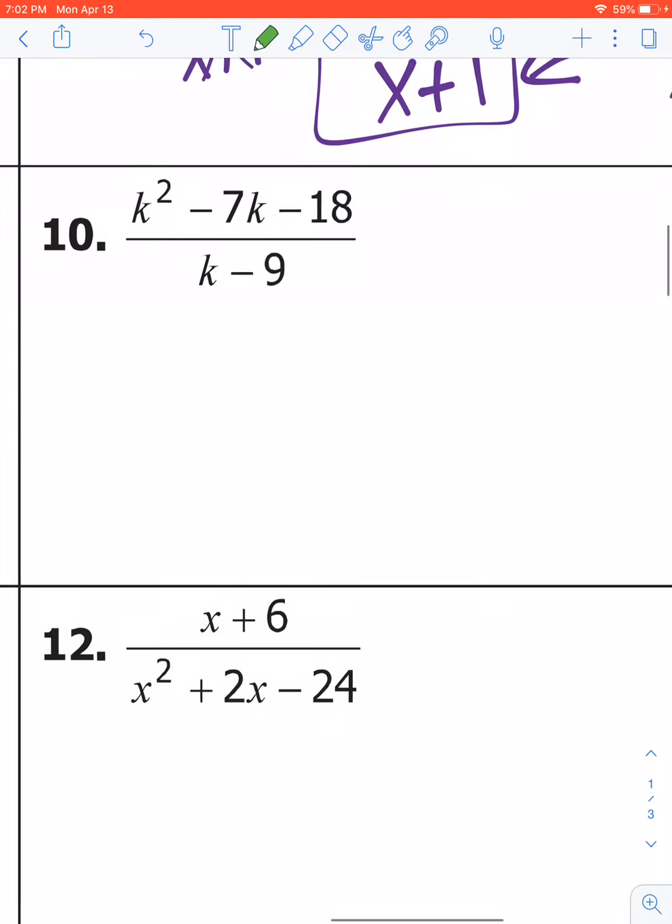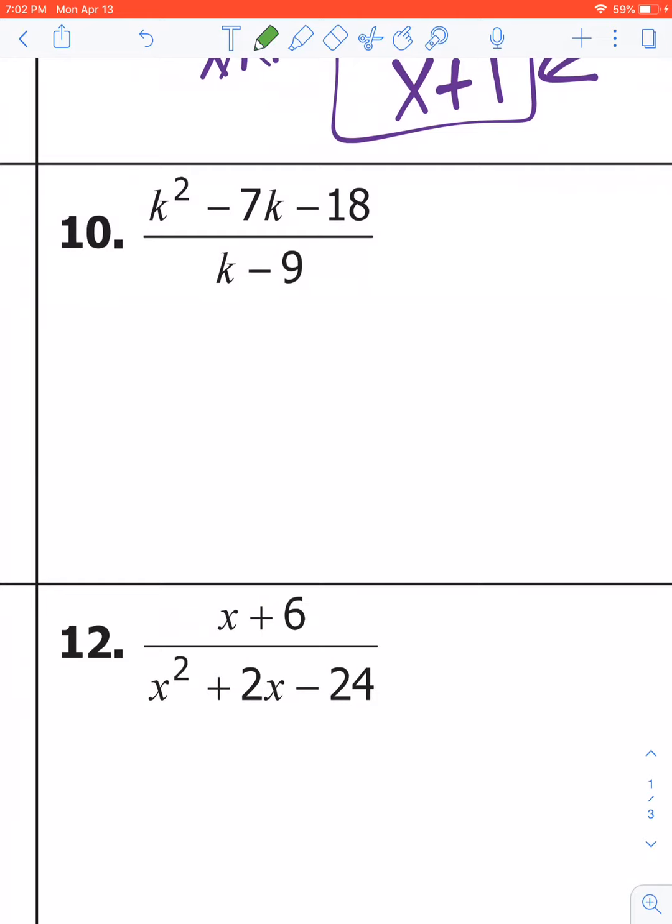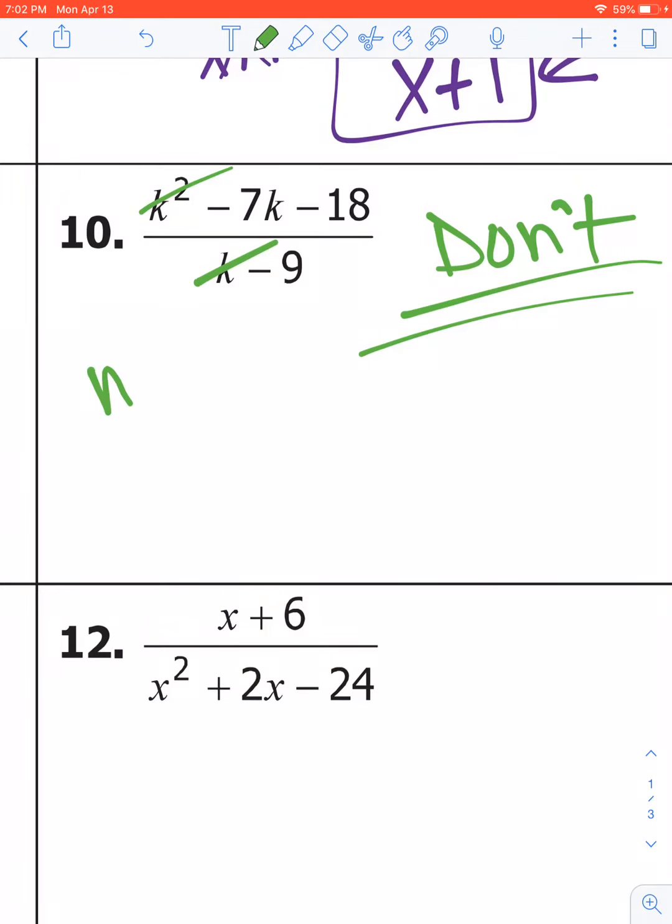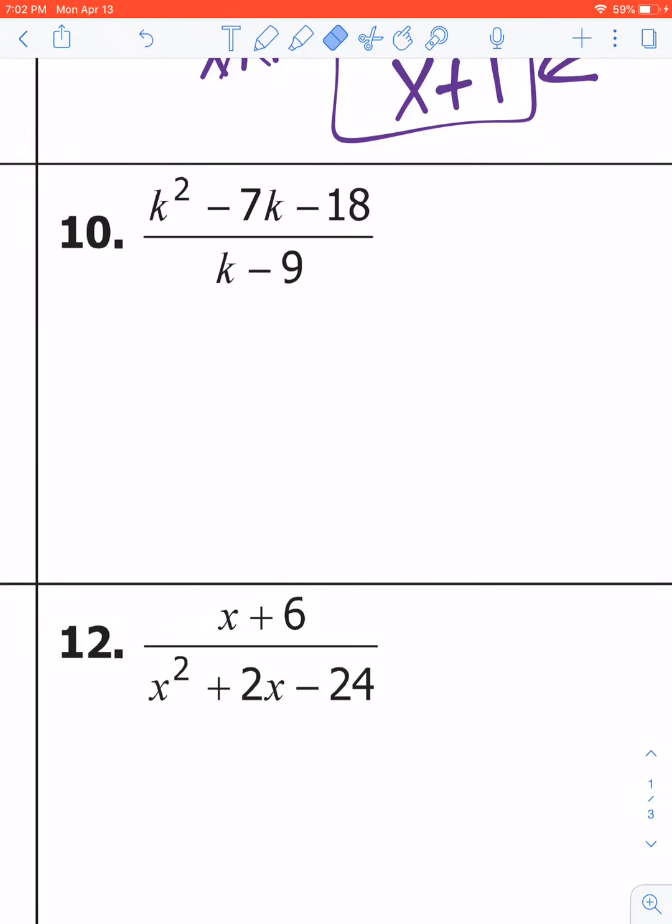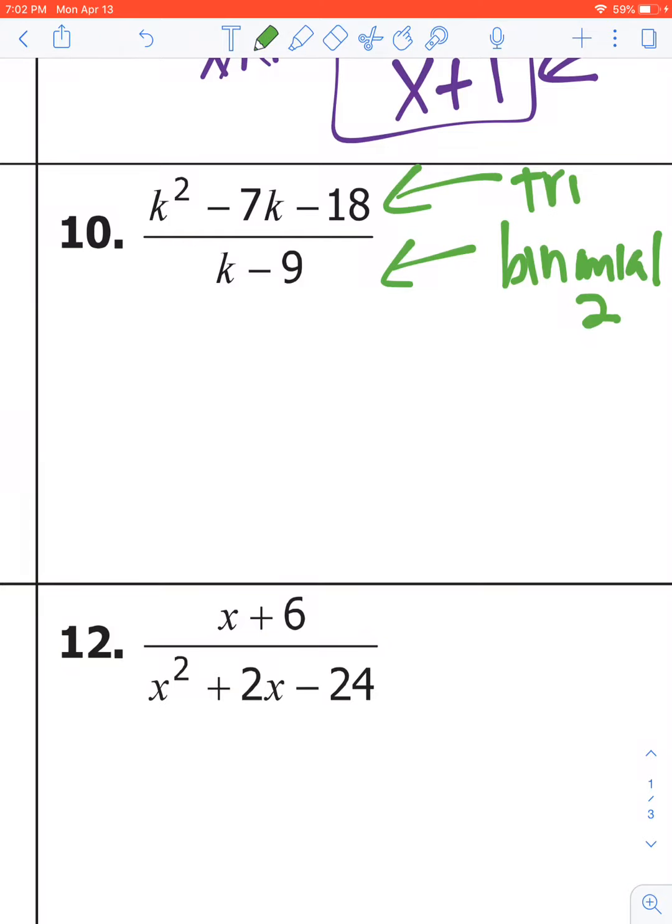All right, let's keep going. When I have to look at number 10, again, if you want to cancel, don't. Those are not monomials. The denominator is a binomial. It has 2 terms. The numerator is a trinomial. It has 3 terms. So the only way that you can cancel is if they look exactly like itself on the top and the bottom. So how do we do the problem? We have to factor it.